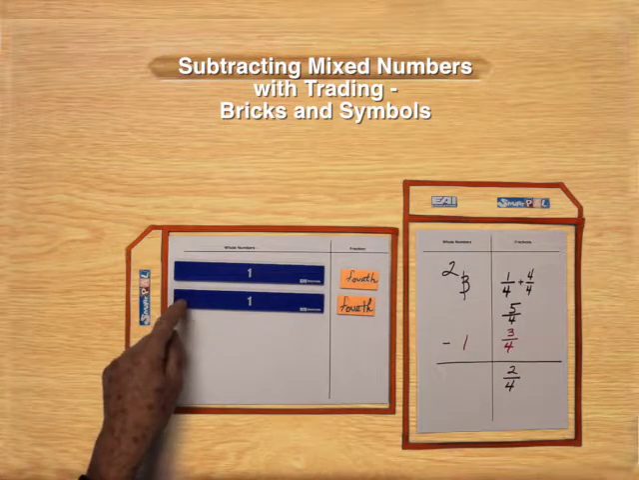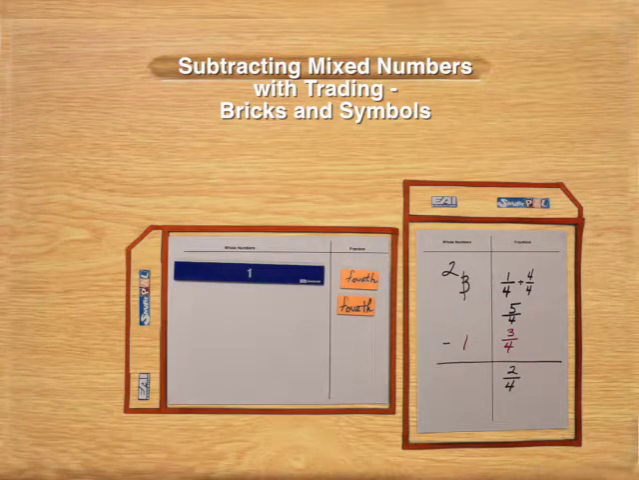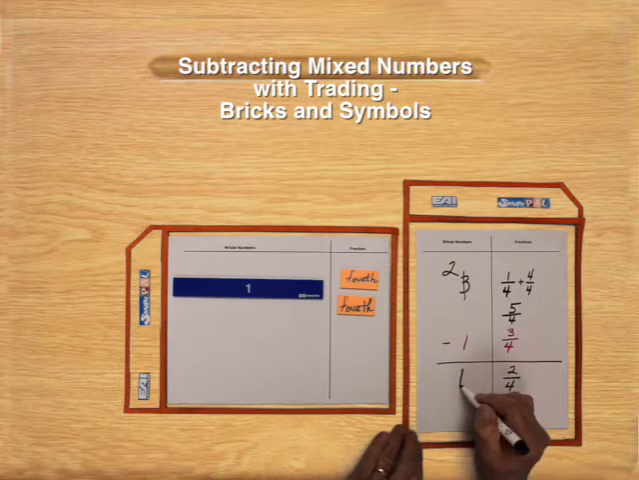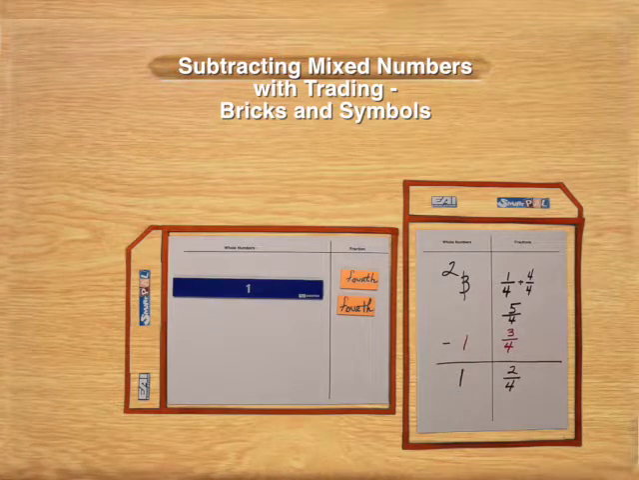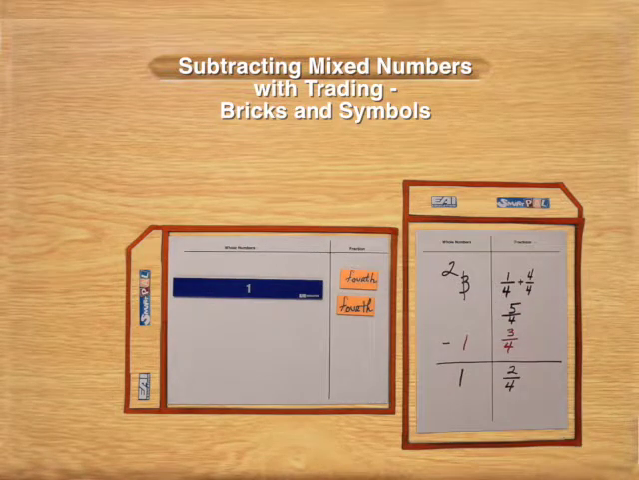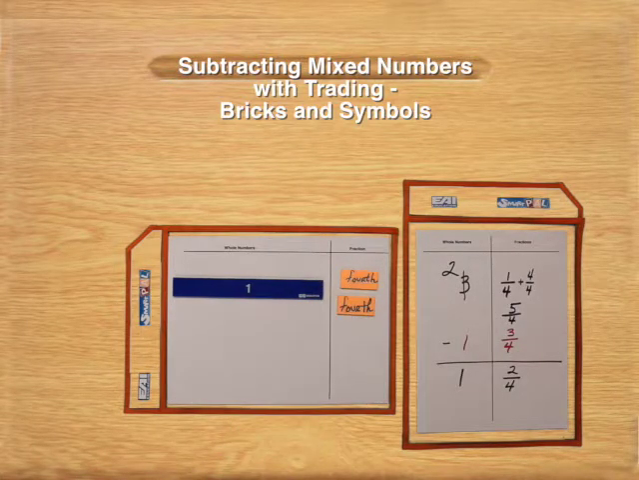We have 2 ones left, and now we're going to subtract one of them, which leaves us with 1. So when we subtract 3 1/4 minus 1 3/4, our answer is 1 2 fourths. And the reason we can do this is we traded one of our ones for 4 fourths.